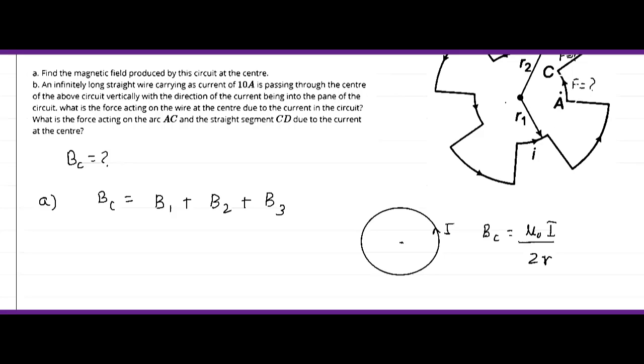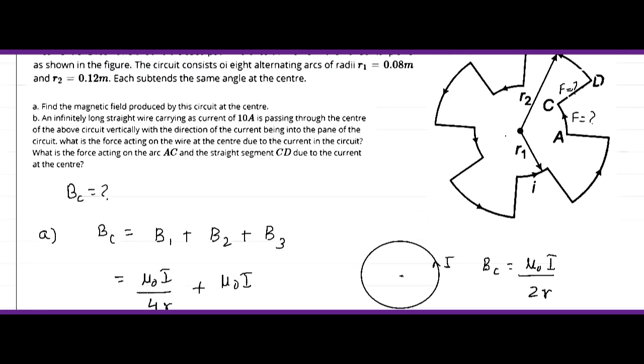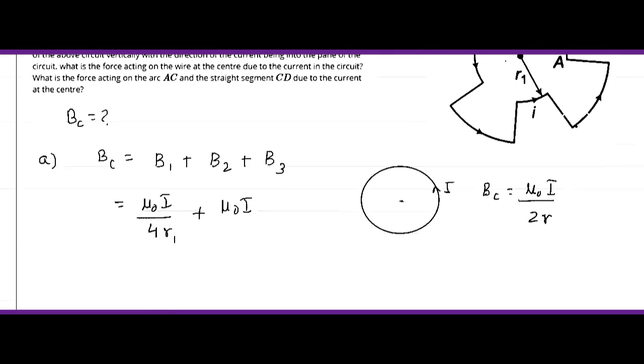So what would be the magnetic field at the semicircle? Due to the semicircle, it would be just half of this value. So it would be mu naught I divided by 4, and what is the distance? Its distance is r1, so radius is r1, plus. Similarly, for the outer one, because there are just 4 arcs and not the 8 arcs, magnetic field would be just half of the value of the complete circle. It would be mu naught I divided by 4 r2.